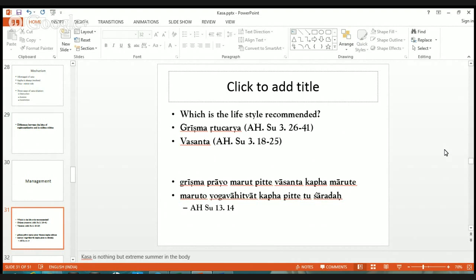Whenever there is Vasanta Kapha Marute, Vasanta is the spring season. In the spring season, in the case of a Kapha Vata pathology, one can adopt the seasonal regimen of the spring season. Maruto Yoga Vahitvat, Kapha Pittetu Sharada. So, in case of a Kapha Pitta pathology, one can adopt the seasonal regimen of the Sharad season, or the autumn season. So, this is what is described.